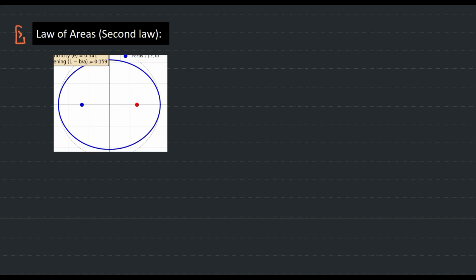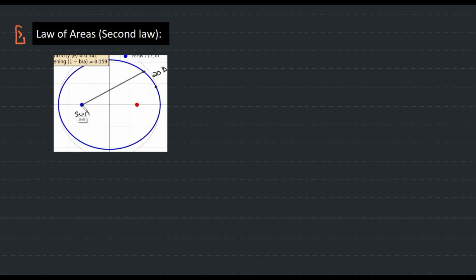So we're looking at the law of areas. The very first thing is, let's have a look at what it is and what it means. For that, we'll consider this as the sun, and I'll consider the planet is over here. After 20 days, it's over here. So this is a 20-day journey.